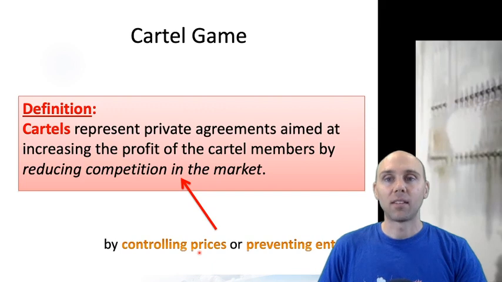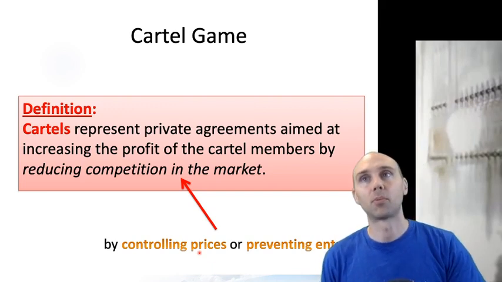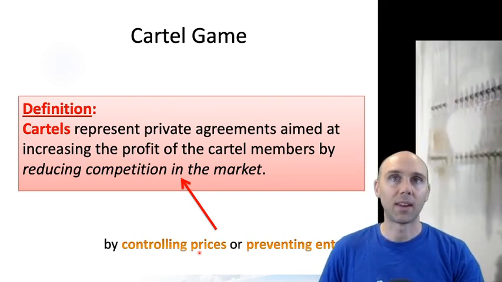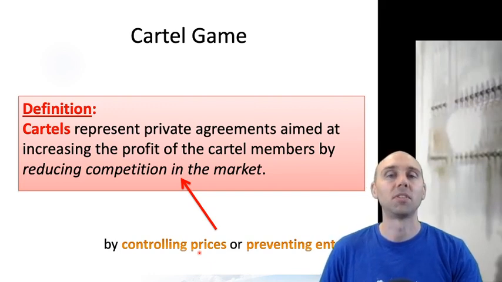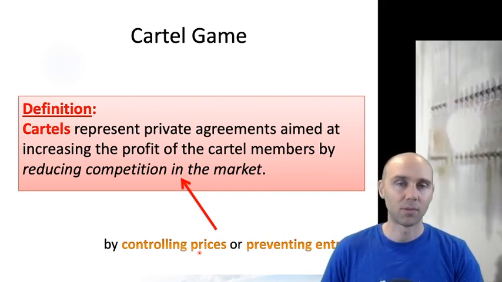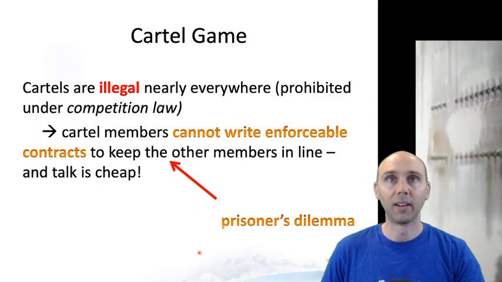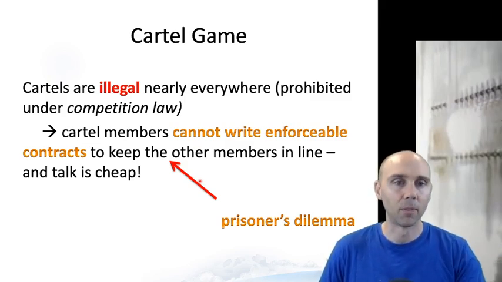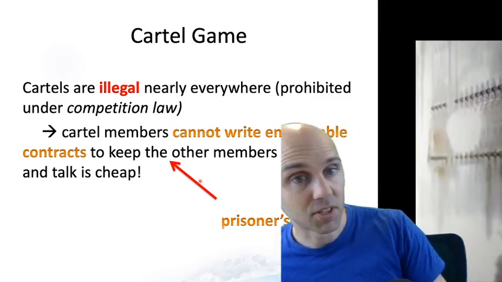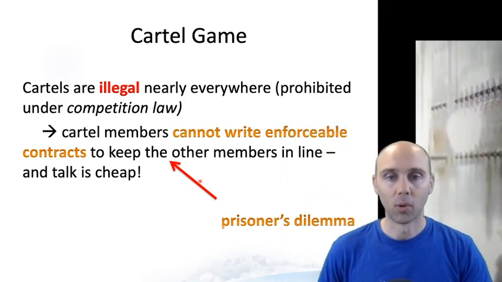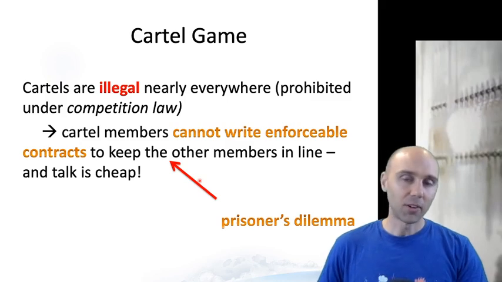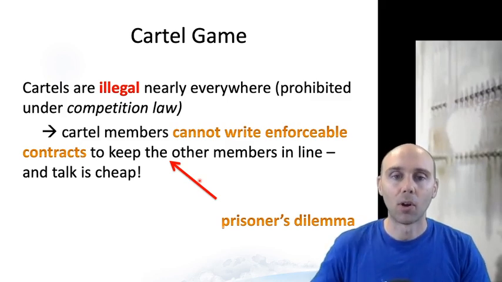Okay, let's look at a game now involving cartels. So cartels, remember, they represent private agreements by its members aimed at increasing the profit overall by reducing competition in the market, such as trying to act like a monopolist, controlling prices. Now, while they are illegal, they still happen from time to time, even though they cannot write enforceable contracts, and they can't do this because they are illegal. Therefore, they can just make promises to each other, but of course, these promises are not credible. They're not legally enforceable.